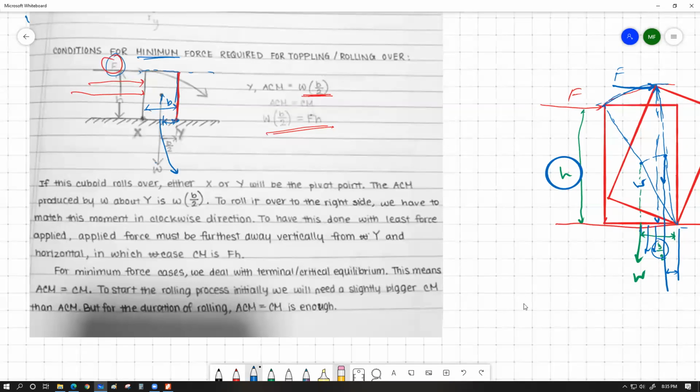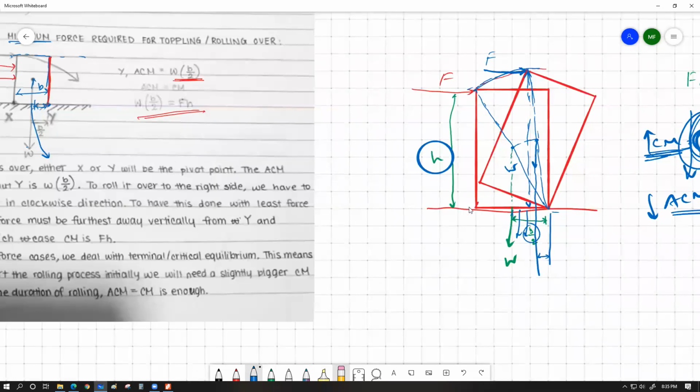As the rotation continues, we can choose to apply less force because the process will, by its own virtue, require less force. Because as the rotation continues, slowly the anti-clockwise moment produced by the weight is going to become less, and also the perpendicular distance available for the F force to work will become more. So the same rotation can be maintained with a much smaller amount of force. So we don't have to apply the same F continuously to the process.